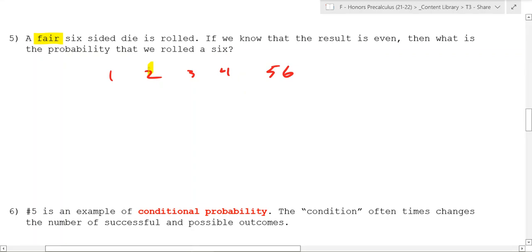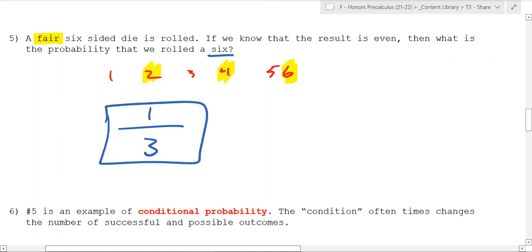Which ones are even? We have 2, 4, and 6. So if we know it's even, that means there's 3 things we could have rolled. But what's the chance of rolling a 6? Well, there's only 1 way to roll a 6. So the probability of rolling a 6, if we know we rolled an even, is 1 out of 3.